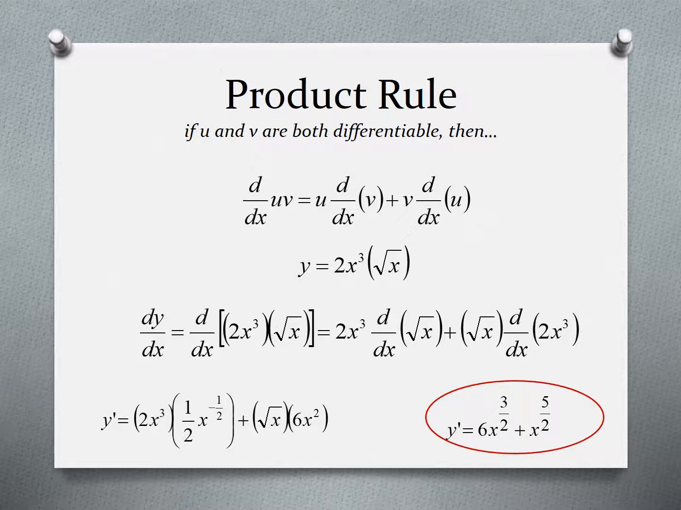And then we just manage ourselves accordingly and make sure we're very neat, is usually, in my experience, what needs to be done. So when we differentiate and simplify, we should end up with, in this case, a pretty simple representation of the slope of the tangent line. So y prime is 6x raised to the 3/2 plus x raised to the 5/2.